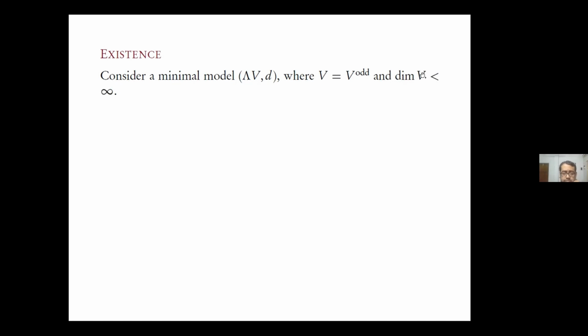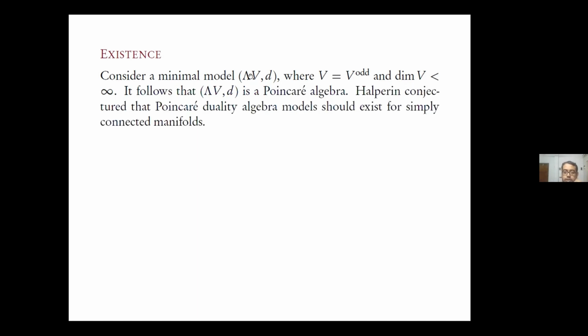Suppose that the dimension of V is finite, then you can check that this is a Poincare algebra, because none of the odd generators will repeat because of the graded commutativity. So if your minimal model is of a very special kind, then this is already a Poincare algebra. In Lie groups, this indeed happens. The model is of this kind. Of course, one worked on certain examples, and then Halperin, probably almost 35 years back, conjectured that Poincare duality algebra models should exist for simply connected manifolds.